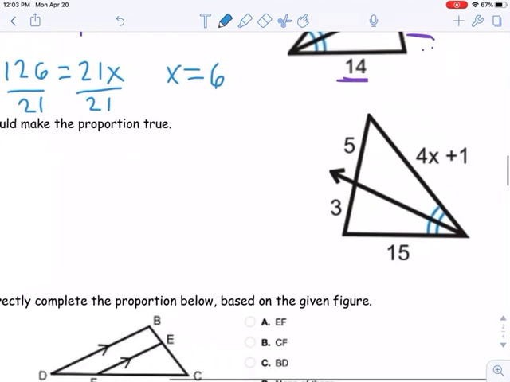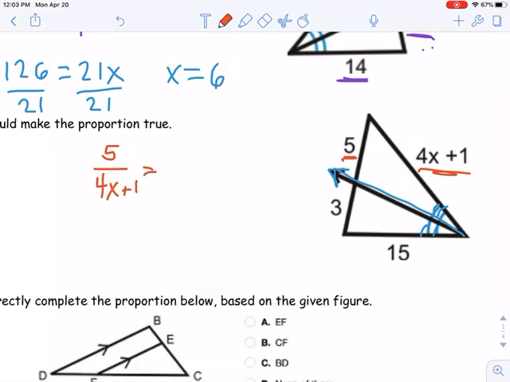So we see we have an angle bisector. We have to determine the value of X. I'm going to look at this top stuff. I got the left over right, 5 over 4x plus 1. Then on the bottom, I got left over right, 3 over 15. Setting up this proportion is the hard part. If you can get this far, it really just becomes a massive algebra problem.